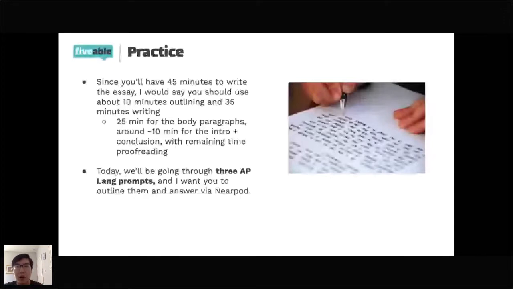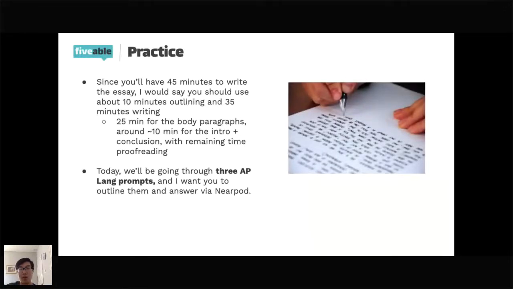I'm going to post the Nearpod code right now, actually. So if you've never used Nearpod before, just go to nearpod.com/join. I'm going to see if I can copy this link, or you can just go ahead straight to this link here. How it's going to work today is we're going to start each prompt.